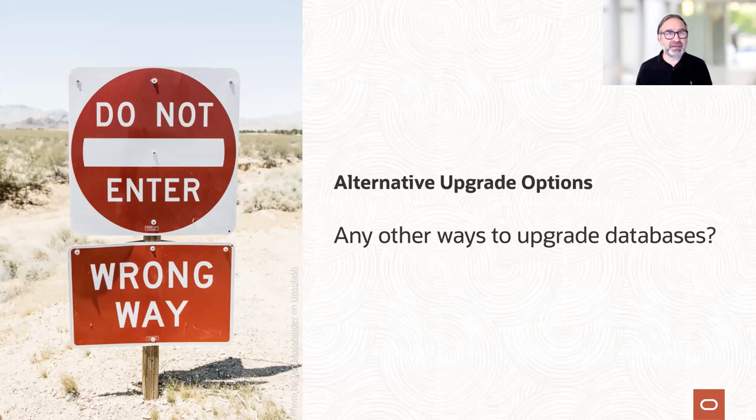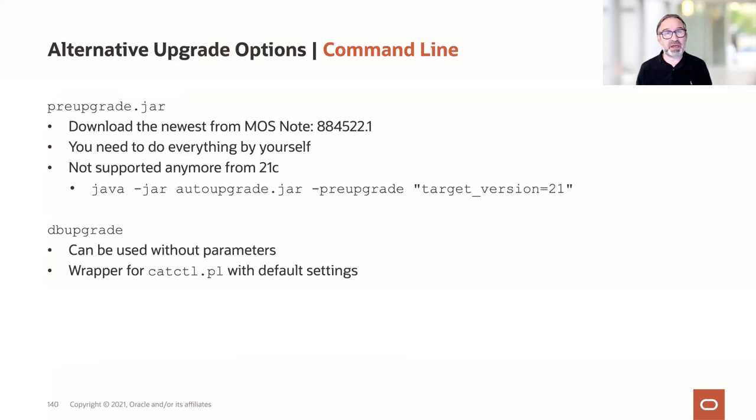There may be rare cases where you can rely on a command line upgrade. So command line upgrade means you download pre-upgrade.jar from MOS note 884522.1 and you execute it. Pre-upgrade.jar will now check your database, create pre and post fix-up scripts, but you have to execute everything by yourself. In 21c, pre-upgrade.jar is not available anymore. Then you generate, in case you need the output, with AutoUpgrade, autoupgrade.jar -preupgrade target version, and it generates the correct output then. After you did the pre-steps, you run dbupgrade on the command line, which is a wrapper for catctl.pl and runs everywhere in your environment.